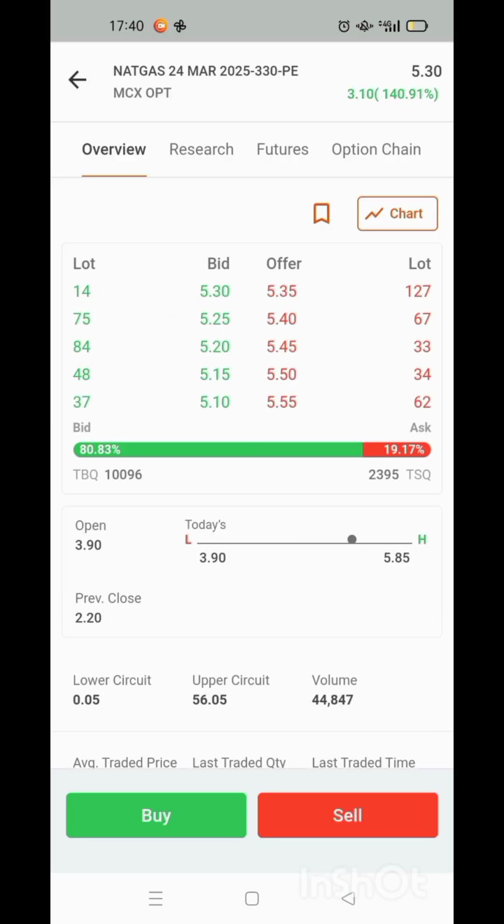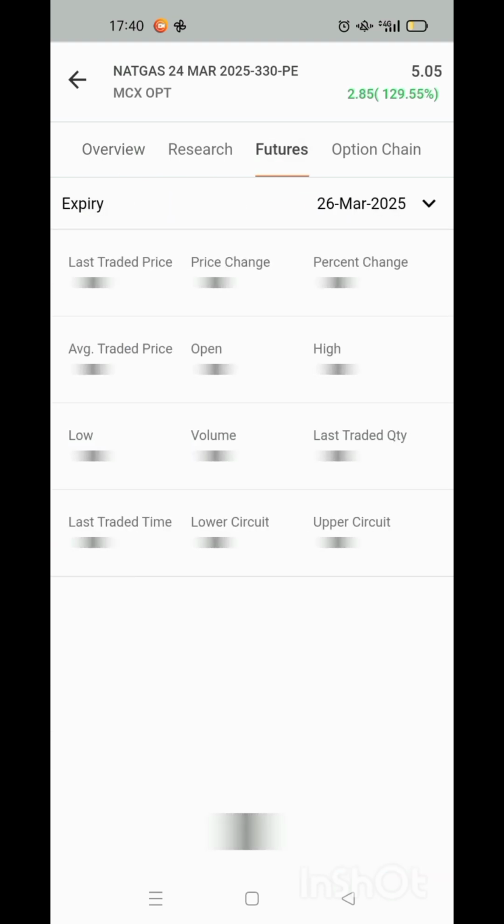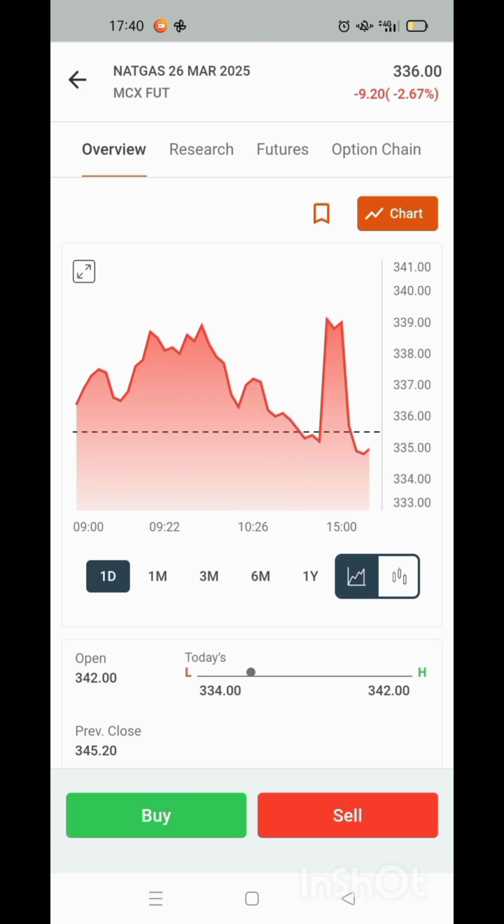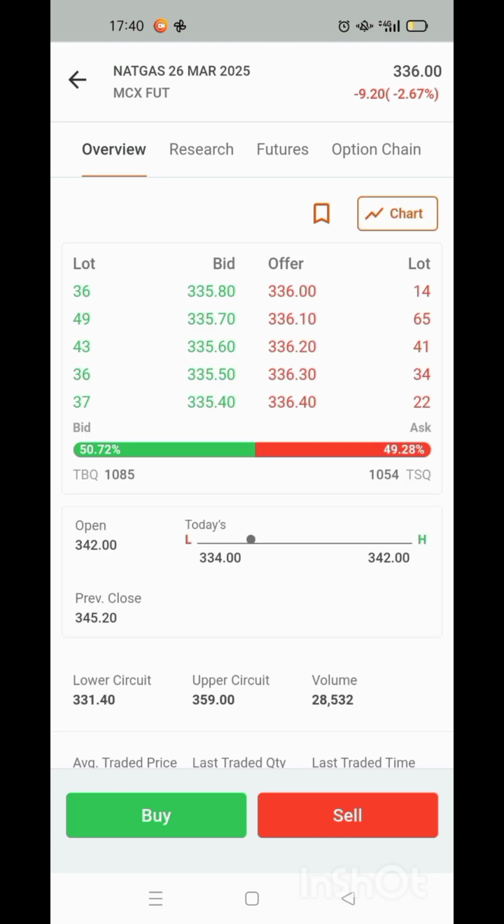As you can see, this trade has been executed well at 5.3, right? As you can see, the fluctuation in it, 5.5 it is. Now we can see the order flow. You can see it, right? It is 50.72%, whereas it is 49.28%.